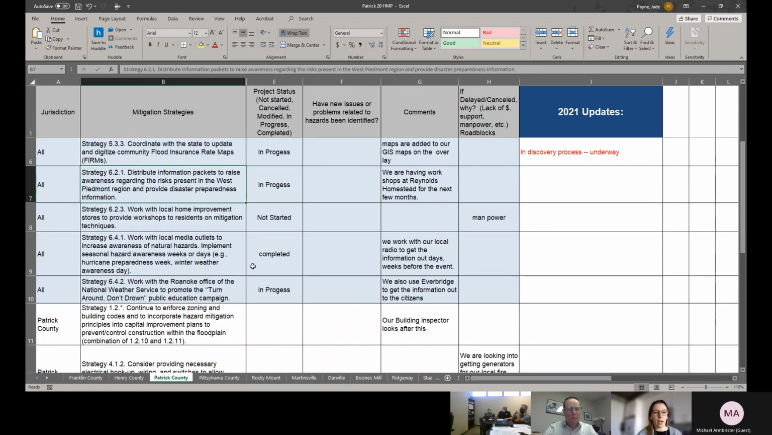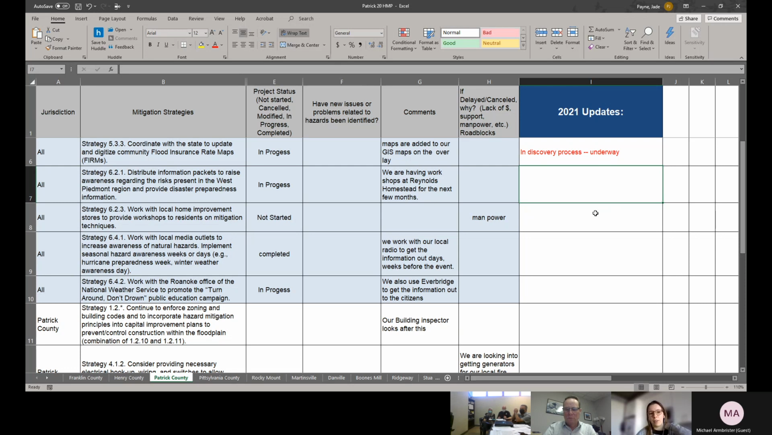All right, strategy 6.2.1, distribute information packets to raise awareness regarding the risk present in the West Piedmont region and provide disaster preparedness information. You said we have workshops at Reynolds Homestead for the next few months. Any updates on this? This is also one where, if we wanted to move to more of a social media or digital approach instead of providing hard copy information packets, that might be an easier way to accomplish it. So something to consider there.